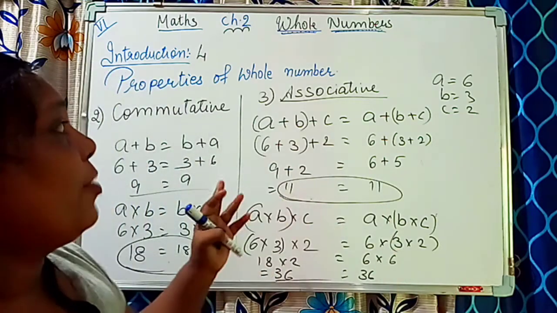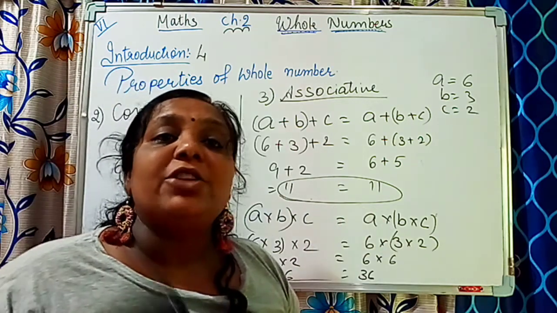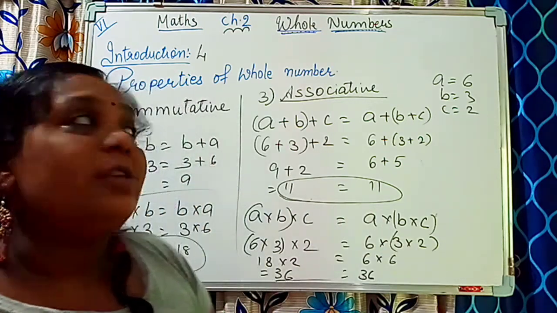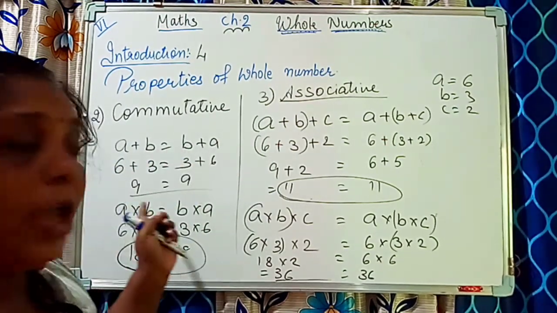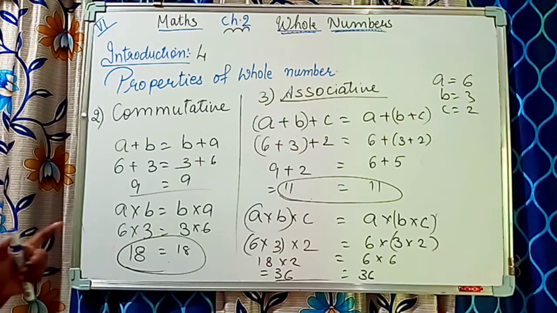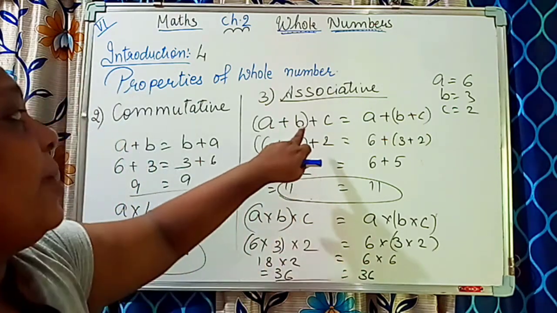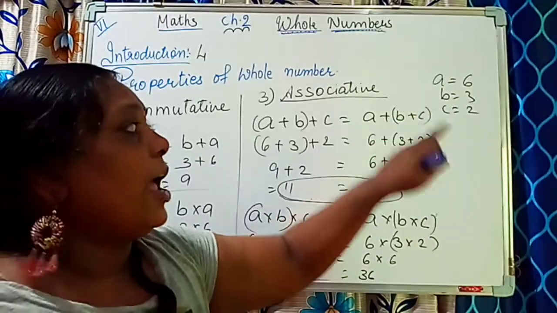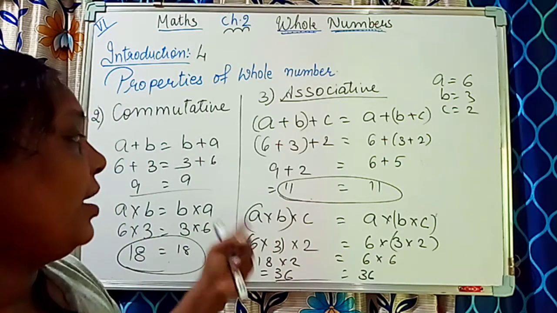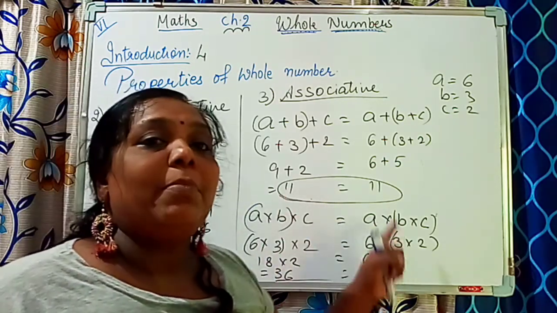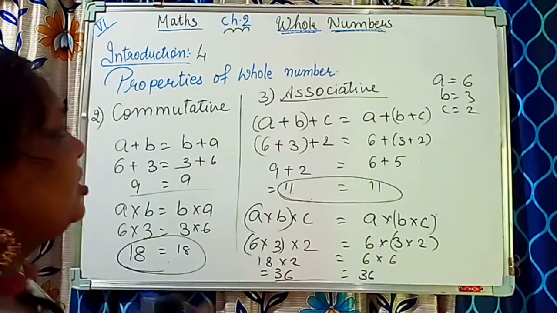Okay. Commutative property, first closure property, what was that? A plus B is equal to C. A into B is equal to C. In commutative, A plus B is equal to B plus A. Or multiplication, A into B is equal to B into A. In associative, A plus B in bracket plus C is equal to A plus B plus C in bracket. A into B in bracket into C is equal to A into bracket B into C. Okay, got it?